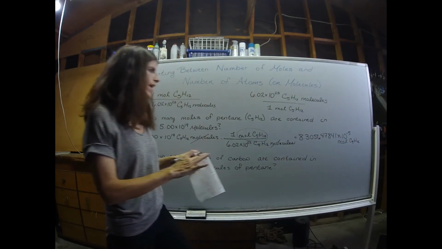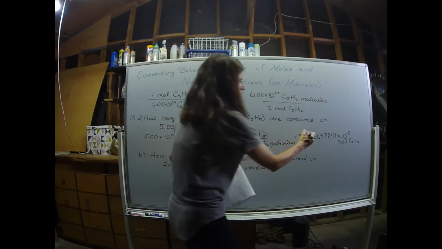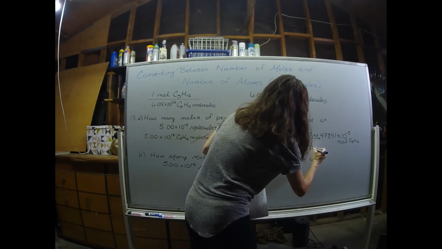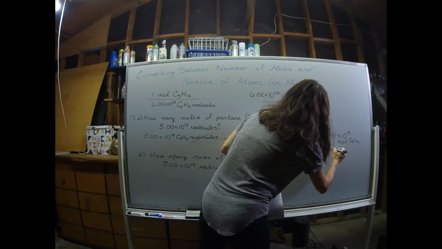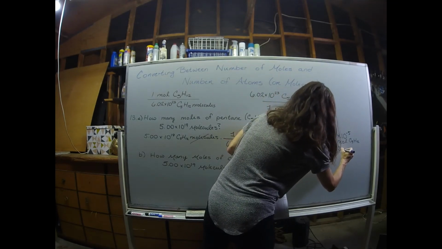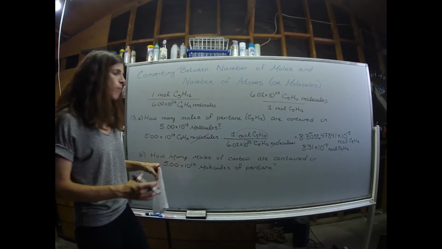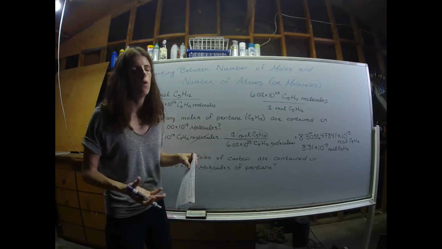Once again, way too many sig figs, so let's just cut this down to 3 sig figs. So I'll do 8.31 times 10 to the negative fifth moles of C5H12. Alrighty, that's for part A, where they asked us to consider the molecule as a whole.